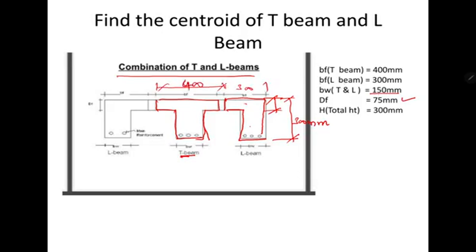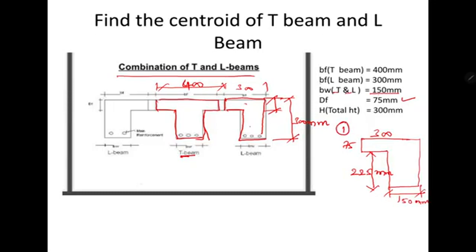So take two examples which have the L section. So L section 300 mm. This depth is 75 mm. The total height is 300. So this will be 225 millimeter. And the width of the web of the L beam and T beam is 150 mm. So take this as 1, and second is the T section they have given here.